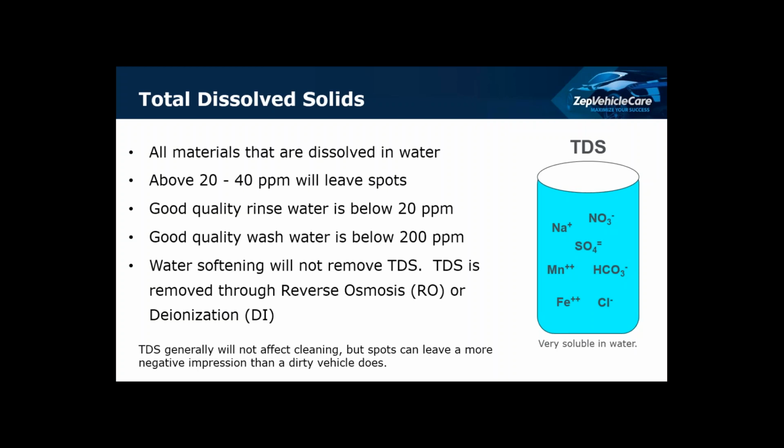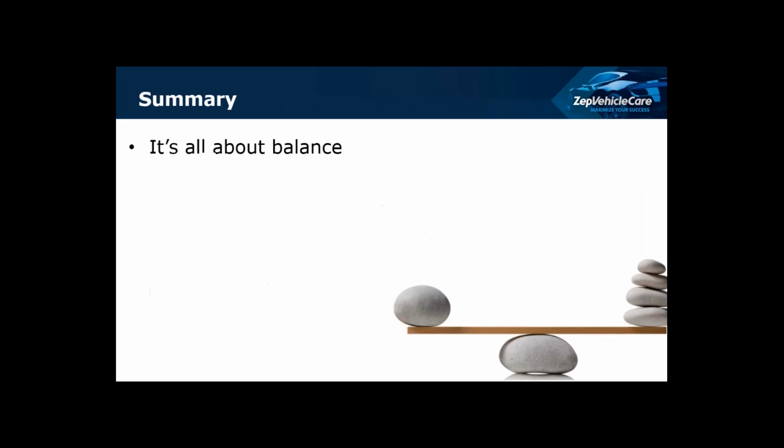So the best way, really the only way, to remove TDS to get spot-free rinsing is to go through RO or reverse osmosis or deionized water or a situation of that nature. So that's total dissolved solids. Those are the two, hardness and TDS, the two big things that affect your water for chemistry and for rinsing and the balancing of the overall car wash.